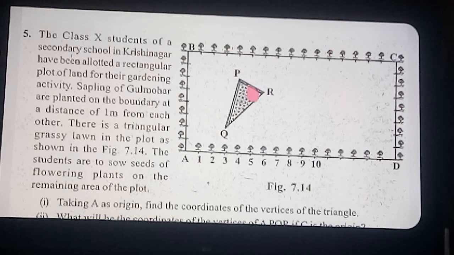Draw a perpendicular, you keep a scale and see. Find out the x coordinate and draw a perpendicular to the y-axis, find the y coordinate. Similarly here also draw a perpendicular to the x-axis and a perpendicular to the y-axis, find out the coordinates. Okay, then what's the next question?